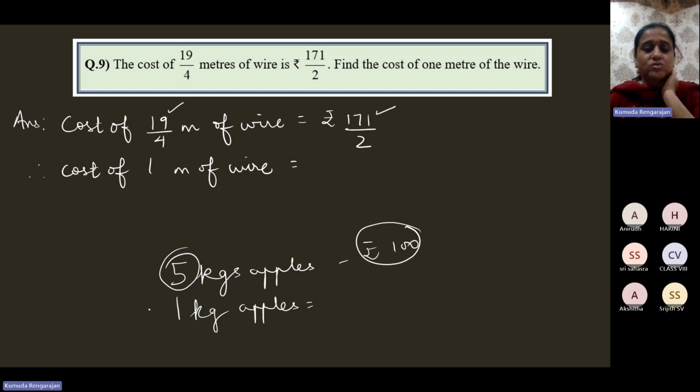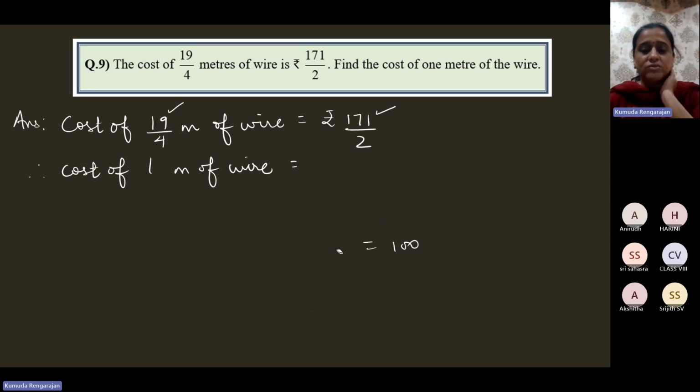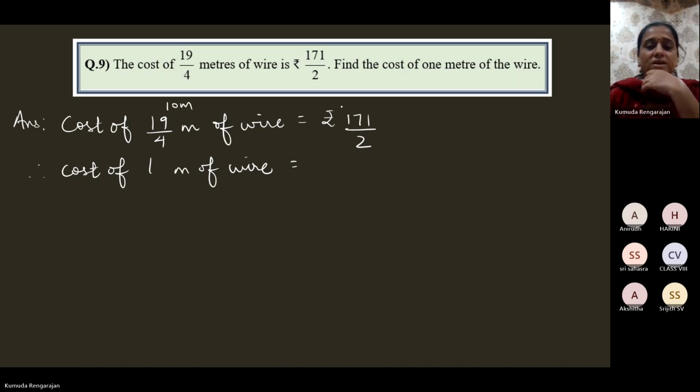Just take a similar situation, or you can just use natural numbers here in place of these fractions. In place of these fractions, just consider other numbers which will make you understand the situation better. So cost of, say, 10 meters of wire is 200 rupees. Then what will be the cost of 1 meter of wire? 200 by 10, 20 rupees. So you did 200 by 10, right?